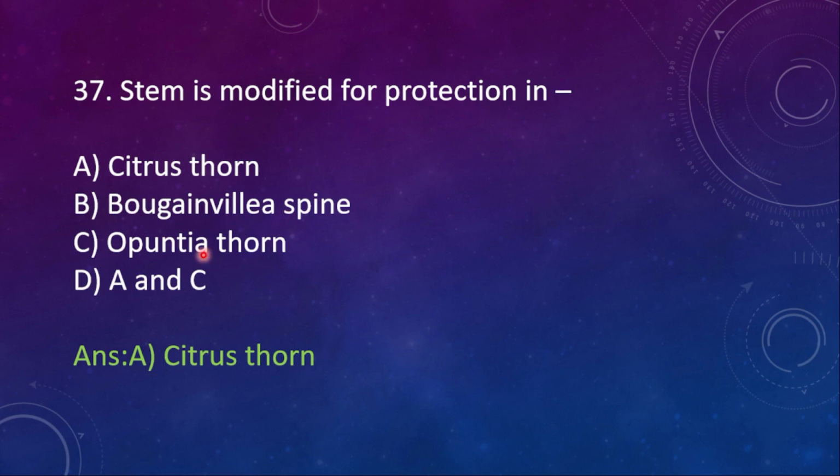Thorn and spine, all three here are for protection purposes only, but their modifications are different. Citrus thorn is a modification of stem, but bougainvillea spine is a modification of axillary bud, and opuntia thorn is a modification of leaf. That's why the right option is citrus thorn. So in such conditions, don't be in dilemma, be clear among those modifications.